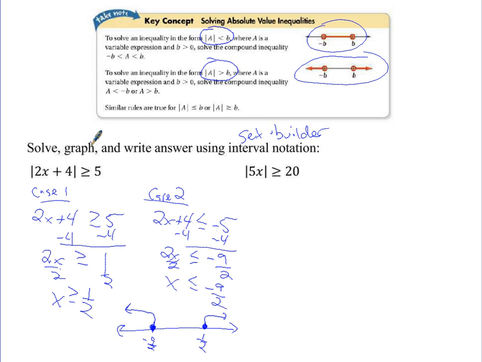So let's write set builder first. Squigglies, and our variable is x, so x such that we have x is greater than or equal to 1/2. And the word we're going to use is or. x is less than or equal to negative 9 halves. So there's your set builder notation.